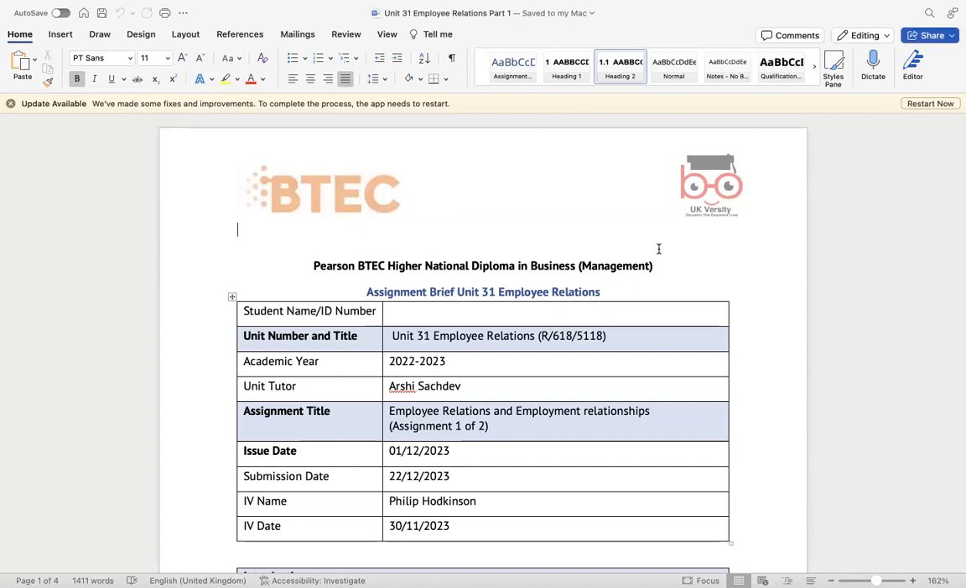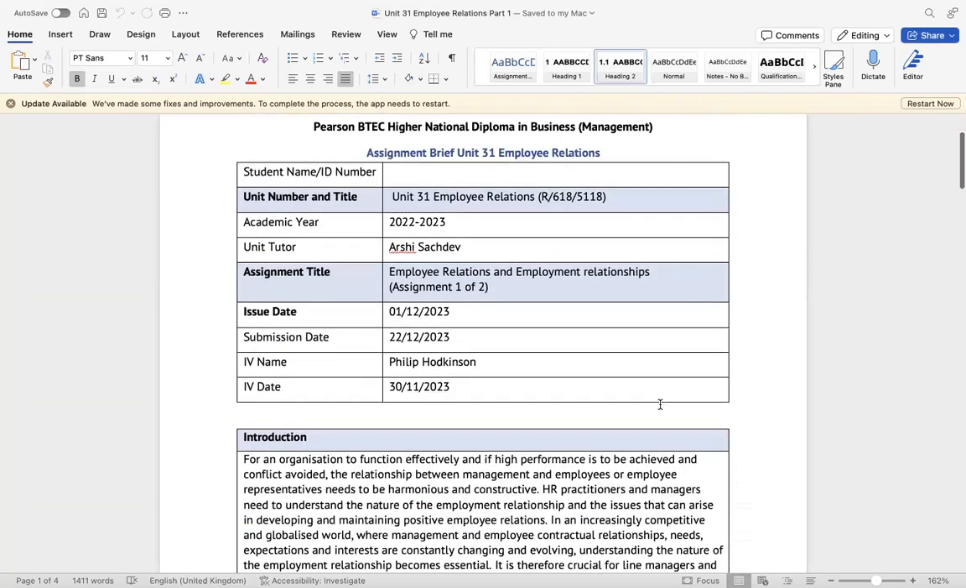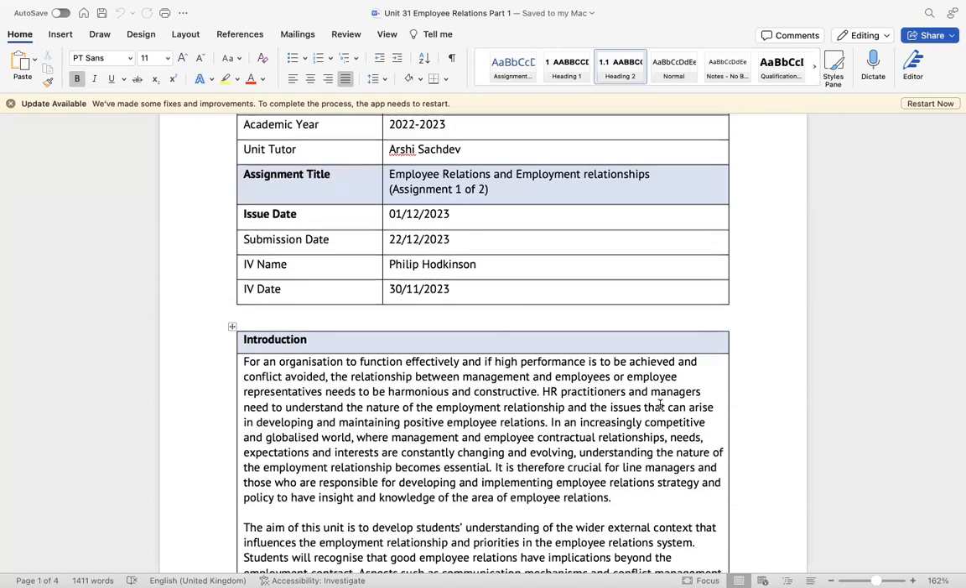Hello, everyone. Today we're going to start with the assignment discussion for Unit 31, Employee Relations. We went through all the 4 learning outcomes of this assignment in the previous lectures last week. For today's assignment title, it says Employee Relations and Employee Relationships. We spoke about what employee relations are.